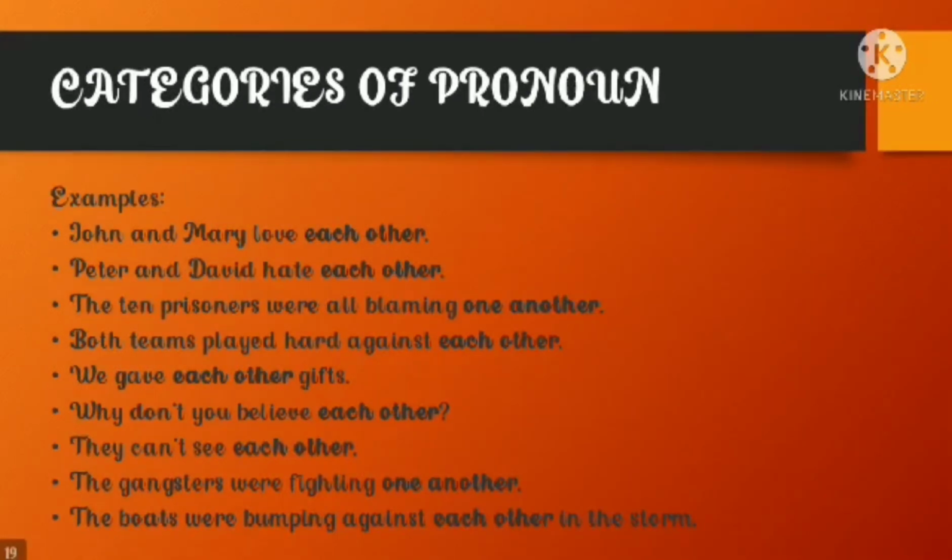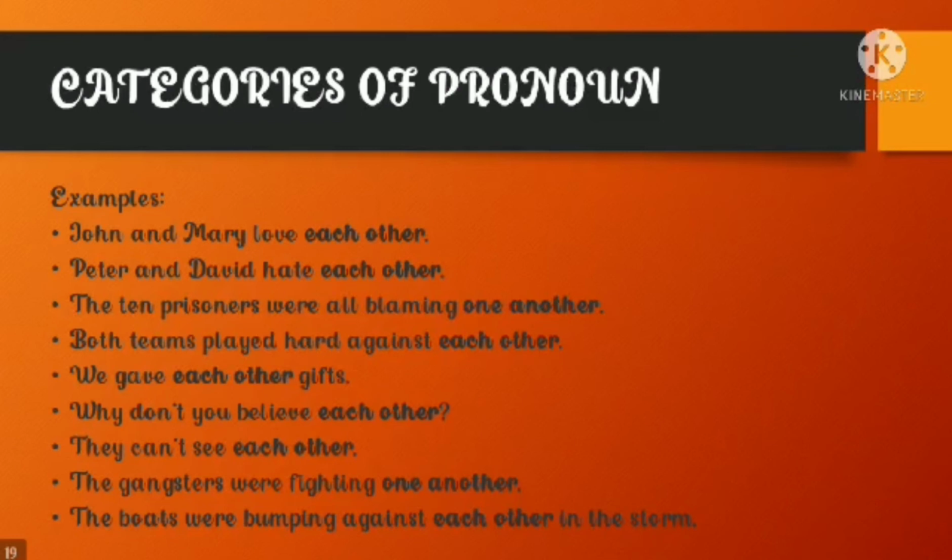So we have examples. Number 1, John and Mary love each other. So we use the reciprocal pronoun each other. Next example, Peter and David hate each other. Another example for the reciprocal pronoun each other. Next, the 10 prisoners were all blaming one another. So we use the reciprocal pronoun one another. Next example, both teams played hard against each other. We use the reciprocal pronoun each other.